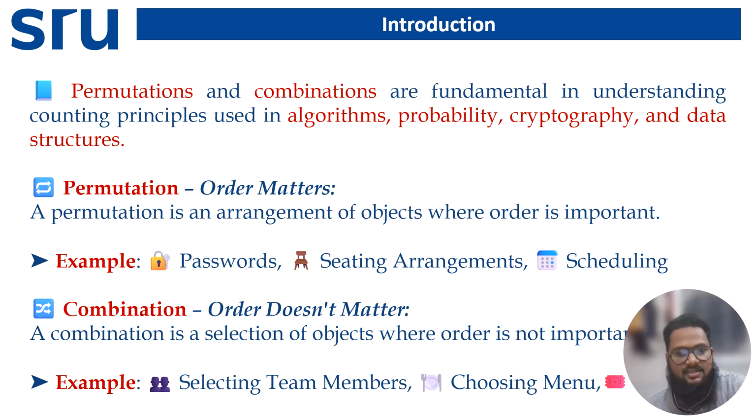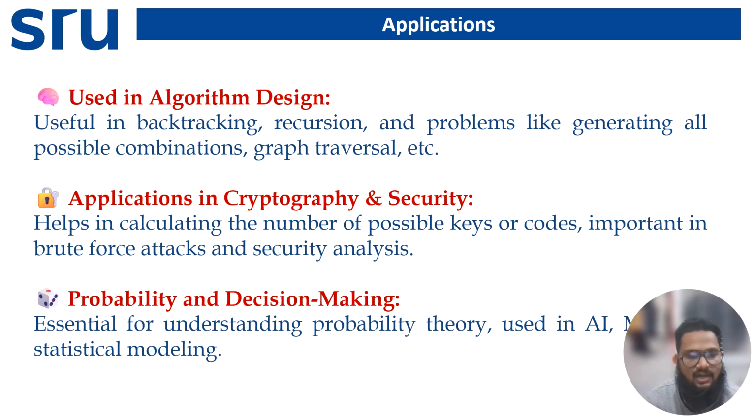As I have already discussed, permutation is the arrangement of some elements or objects where order is important. As an example, for passwords, if we change the order, then the total meaning will be changed. Second is combination. This is another kind of counting, a selection of objects or elements where order is not important, like choosing a menu or selecting team members, right? I have already discussed some useful applications of permutations and combinations in algorithm design, probability, decision making, and also in cryptography, like in encryption keys or codes.